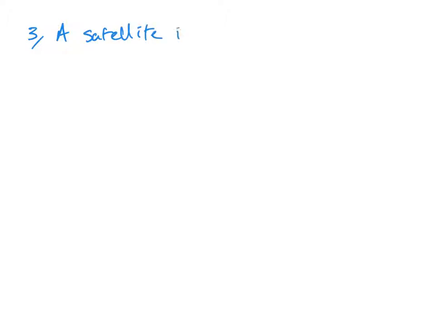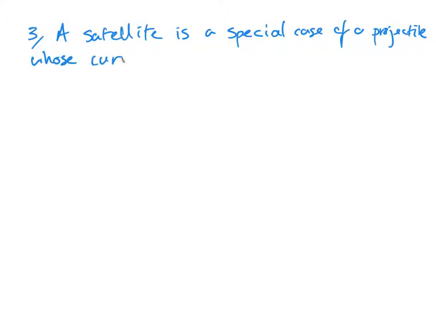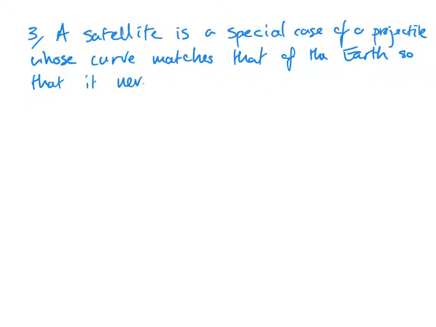So number 3. A satellite is a special case of a projectile whose curve matches that of the Earth, so that it never lands. But here's a key idea: it falls continuously.